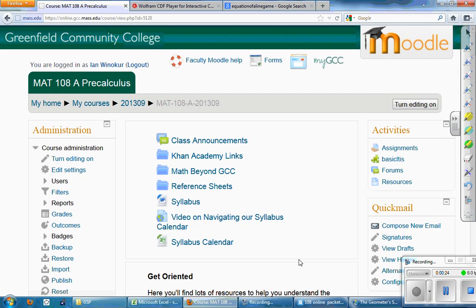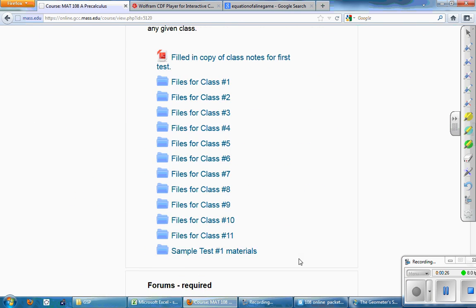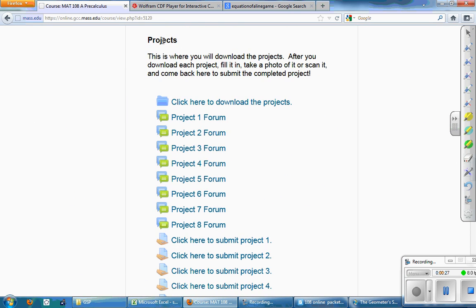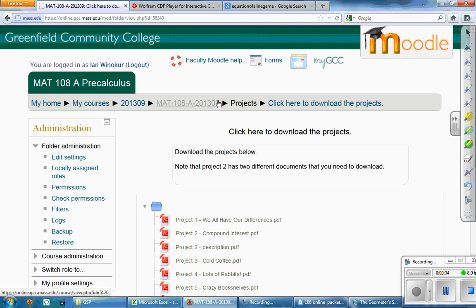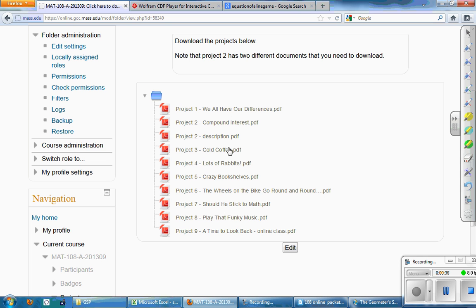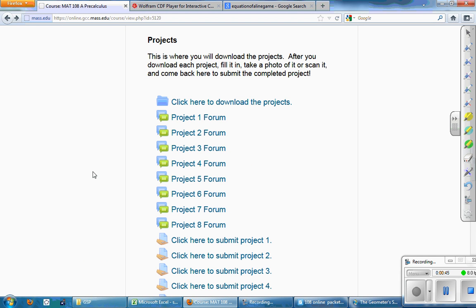So it's inside of our Moodle page. If you scroll down, eventually you'll find a topic called projects. And right here it says click here to download the projects. And inside of here you'll find all 9 projects for the whole semester. Right now it's project number 1 that we're interested in. So you click on that and save the PDF, print it out, and work on it. So that's assigned today right now.